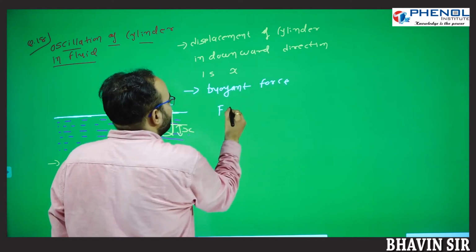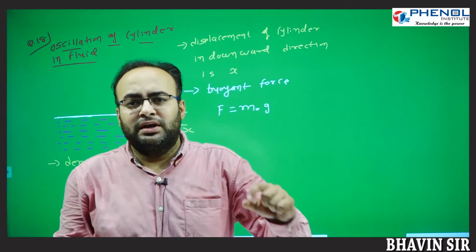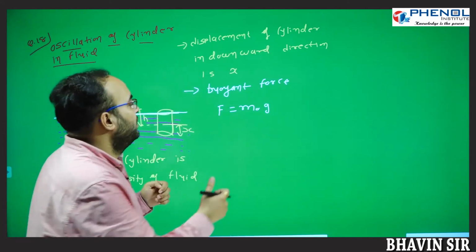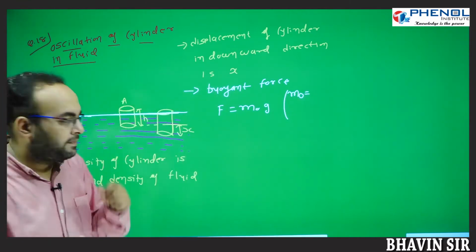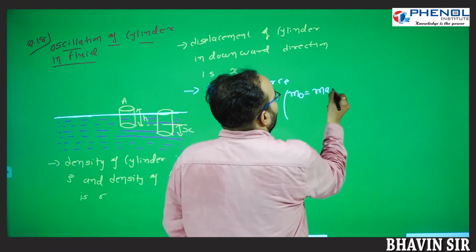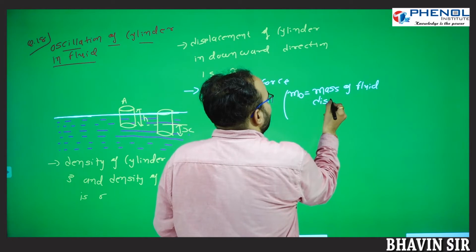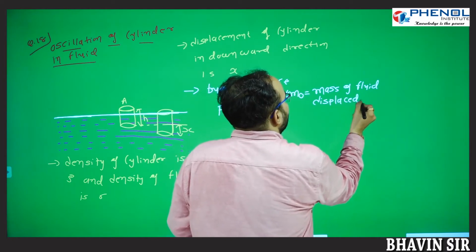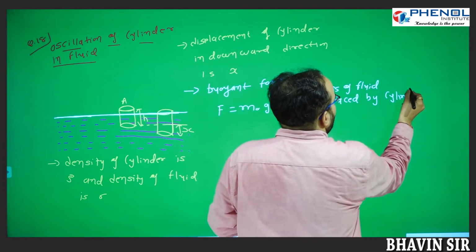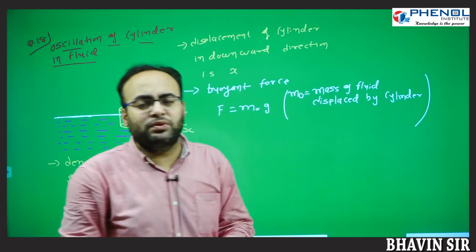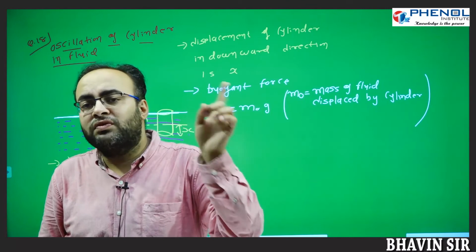So what is the buoyant force? As we know, m naught g. M naught g is what? Mass of fluid displaced by cylinder. And what is that mass? Mass is equal to what? Density into volume. But here we consider density of what, students?